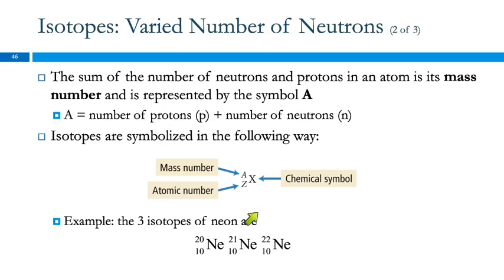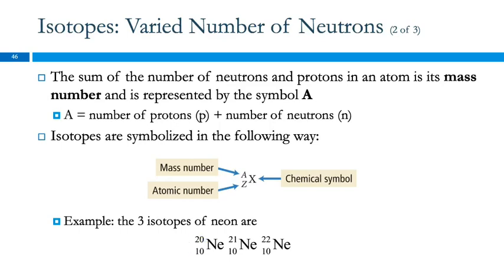And this is the pattern for the nuclear symbol. The capital X here is the chemical symbol from the periodic table. And then we have stacked superscript and subscript on the left side. On the top is the mass number, on the bottom is the atomic number. And so the 3 isotopes of neon can be indicated this way. Notice that the atomic number is the same for each, because to be neon you have to have 10 protons.